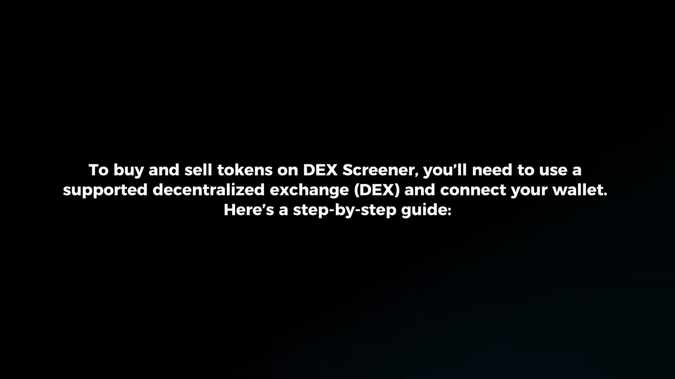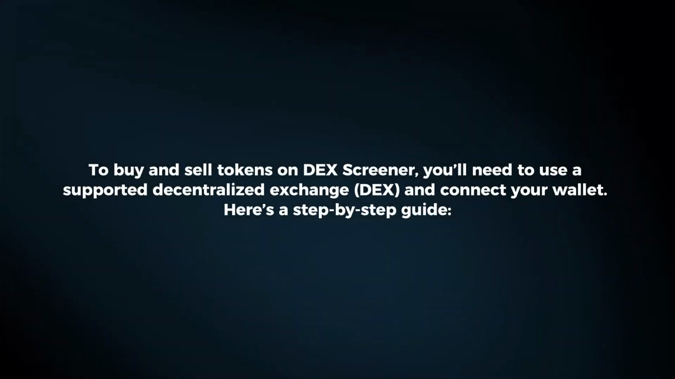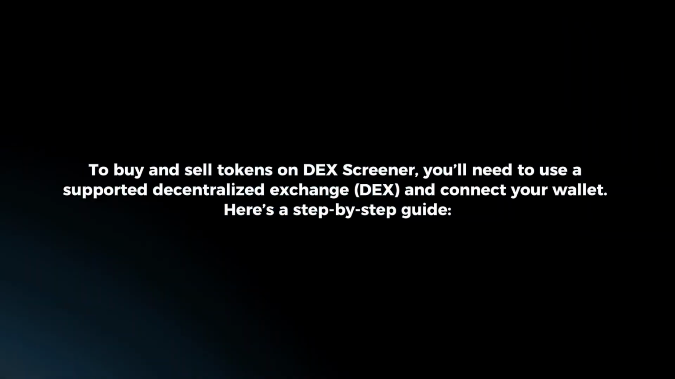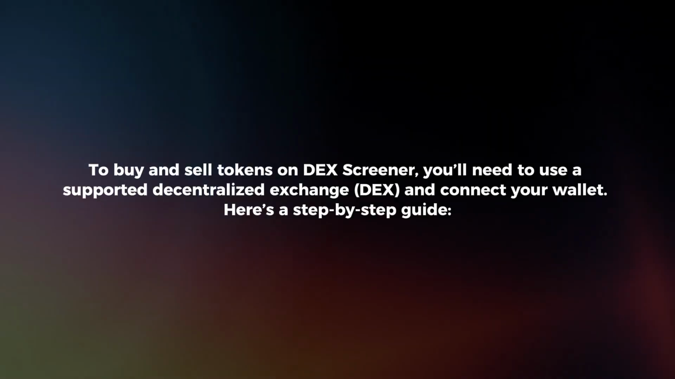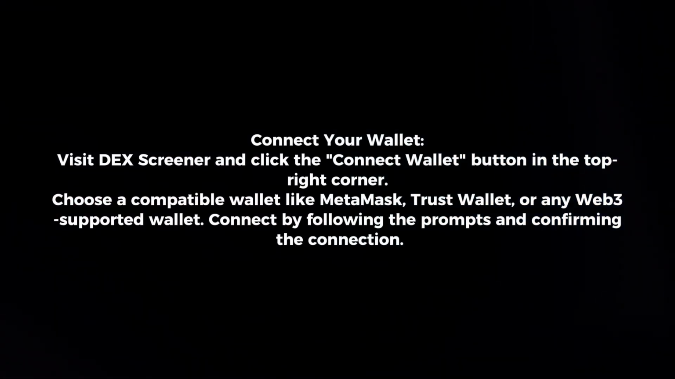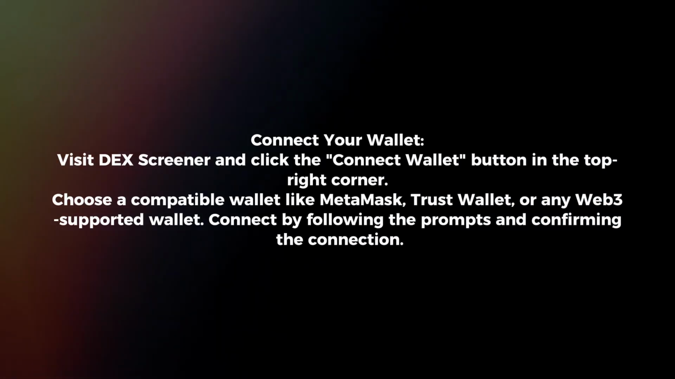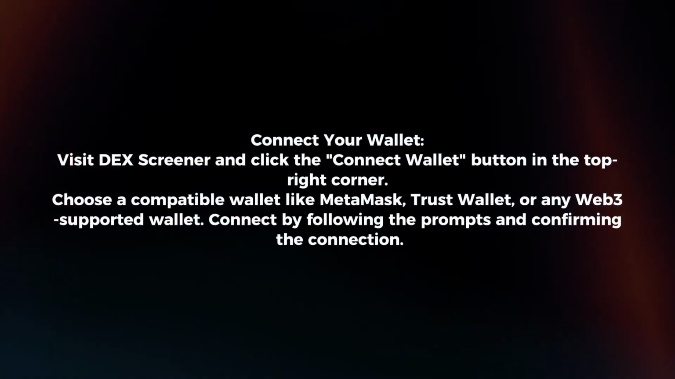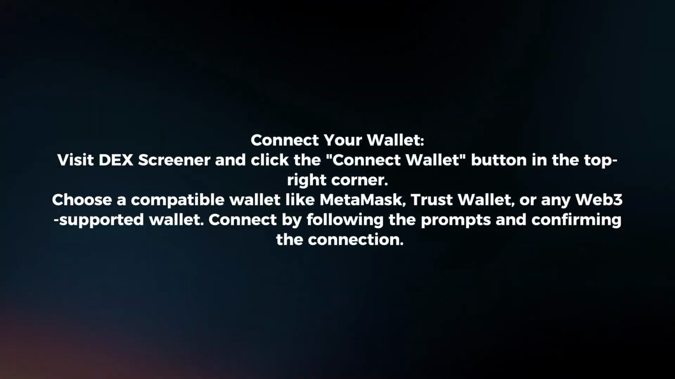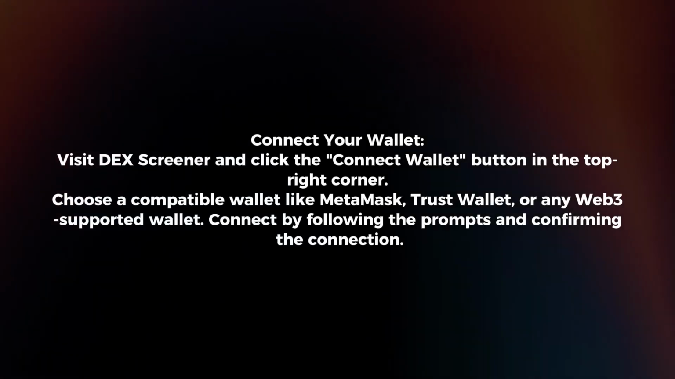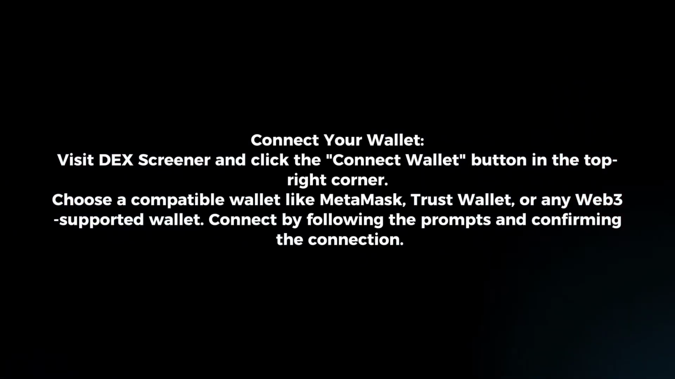To buy and sell tokens on DEX Screener, you will need to use a supported decentralized exchange and connect your wallet. Here's a step-by-step guide. Connect your wallet. Visit DEX Screener and click the Connect Wallet button in the top right corner. Choose a compatible wallet like MetaMask, Trust Wallet, or any Web3 supported wallet. Connect by following the prompts and confirming the connection.